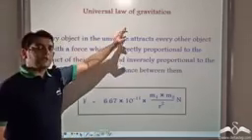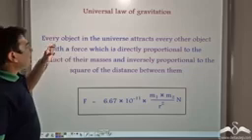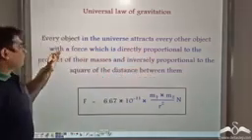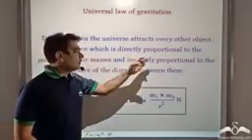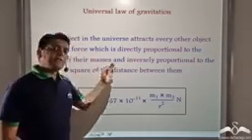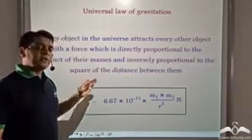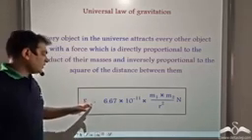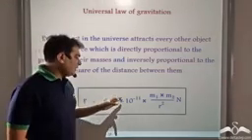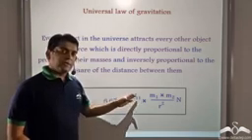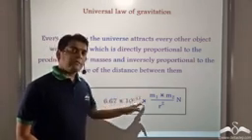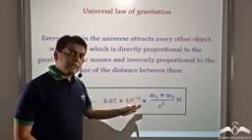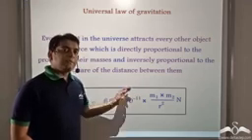So the universal law of gravitation states that every object in the universe attracts every other object with a force which is directly proportional to the product of their masses and inversely proportional to the square of the distance between them. And mathematically, we can write it as F is equal to 6.67 into 10 to the power minus 11 into m1 into m2 divided by r square, where m1 and m2 are the masses of the objects and r is the distance between the objects.